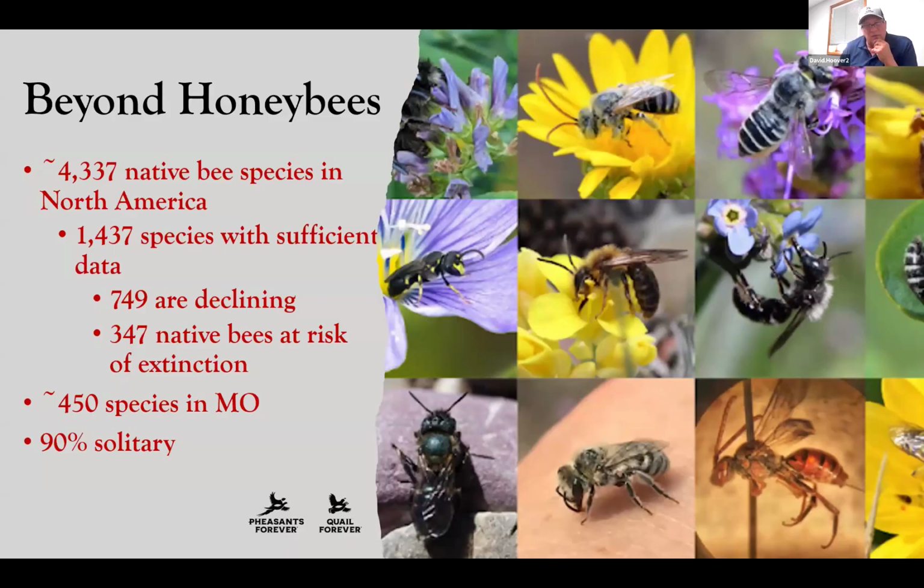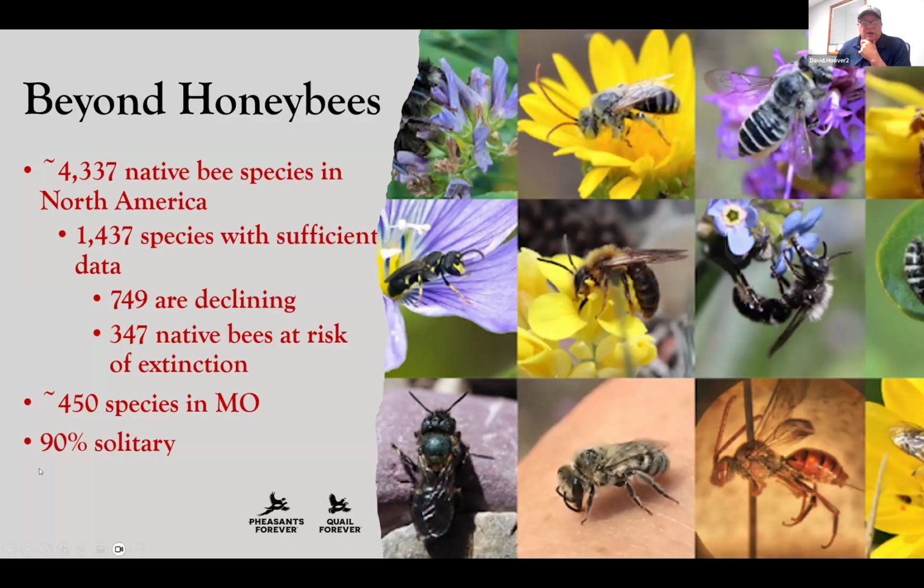Beyond honeybees, talk a little bit about native bees. You can see we've got over 4,000 species of native bees in North America, and a little over 1,400 of them that we have sufficient data on. Almost half of them are declining, and almost half of those are at risk for extinction. Of all the species, we've got about 10% here in Missouri, about 450 species, and entomologists tend to find more every year.